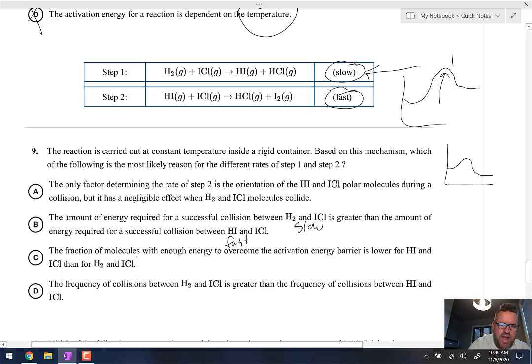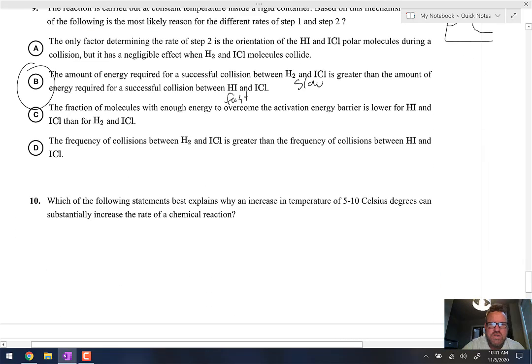Okay, the fraction of molecules with enough energy to overcome the activation energy barrier is lower for HI and ICl. That would make it faster, so no. And then D, the frequency of collisions is greater. Again, the frequency of collisions, if the temperature is the same, so D is also a no. So B is the correct response there. Okay, and then our last one.